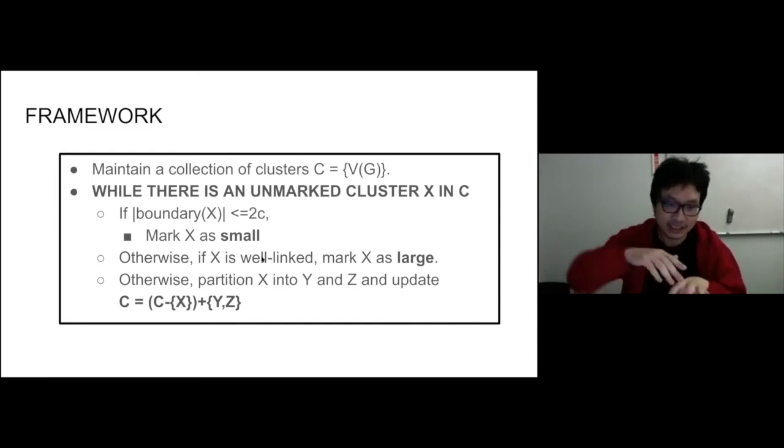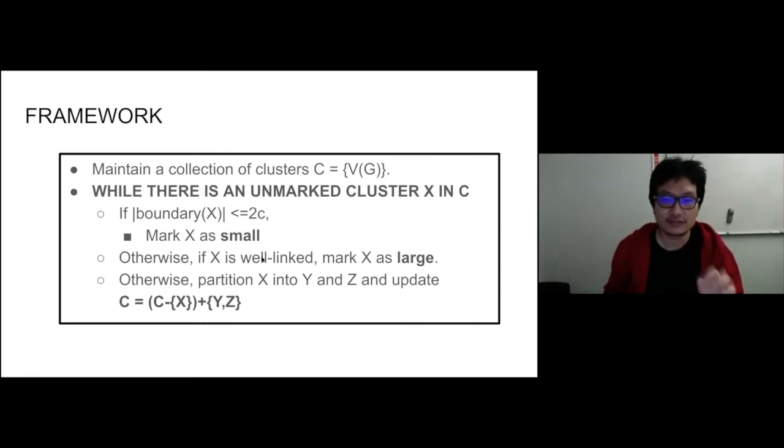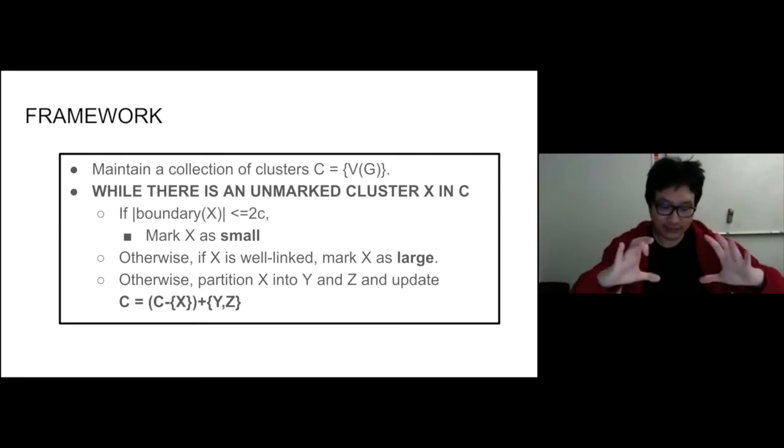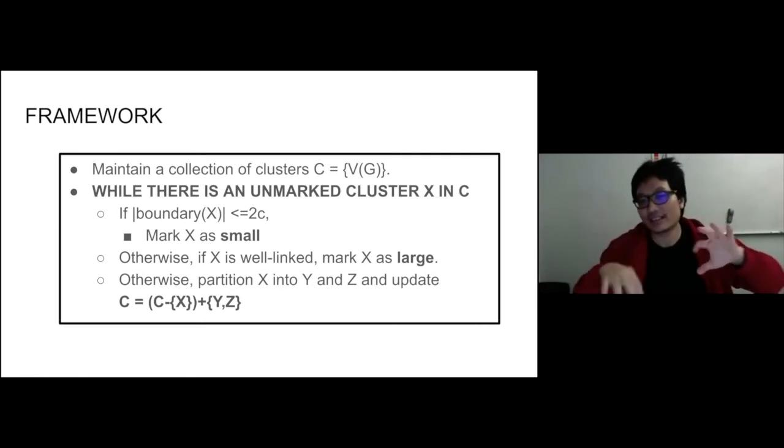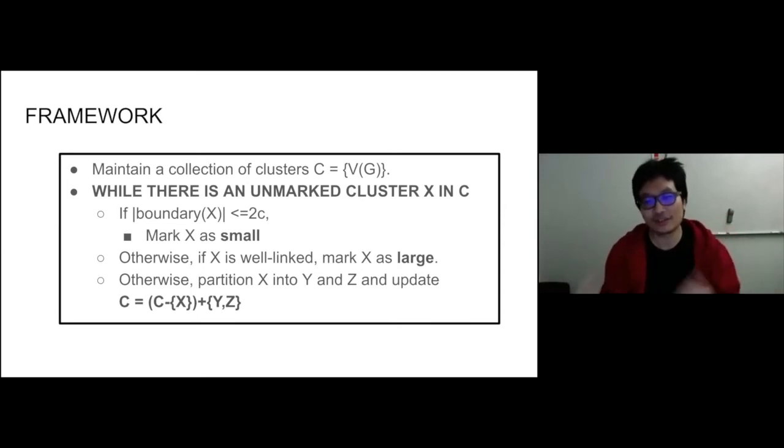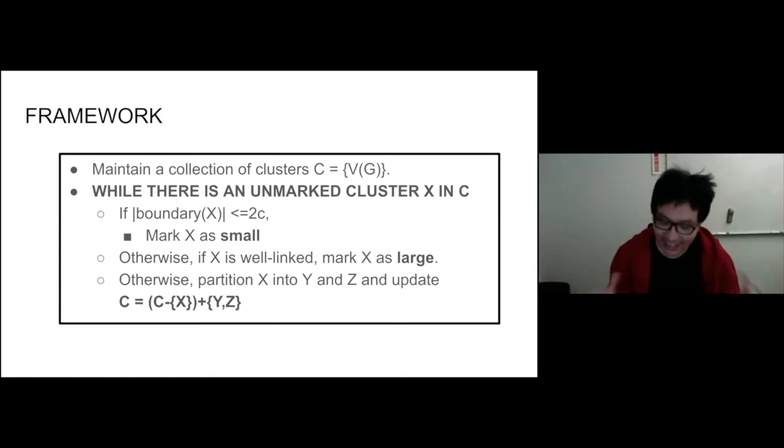Otherwise, if it's bigger than 2C, then I will check if this cluster is well-linked. If it is, then I will mark it as large. Otherwise, if it's neither small nor well-linked, then I will find a violating cut of X into Y and Z, and I will remove X as a cluster and replace it by Y and Z. So basically, first I have the whole graph. I check if this graph is well-linked. If it's not, then I cut it into 2 pieces, and then I check each of them. If it's not well-linked, I keep cutting until either the boundary is small or it's well-linked. This process will terminate for sure because I will have at most n clusters, and a single vertex is always well-linked.